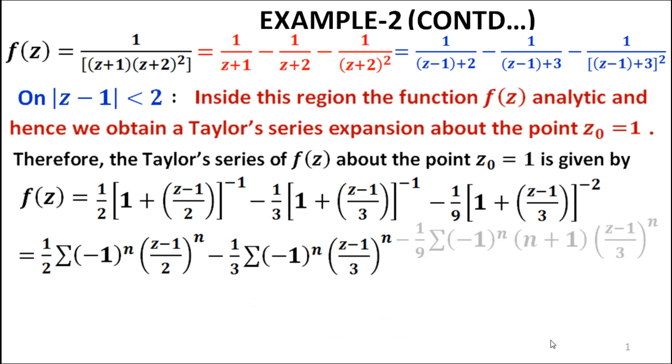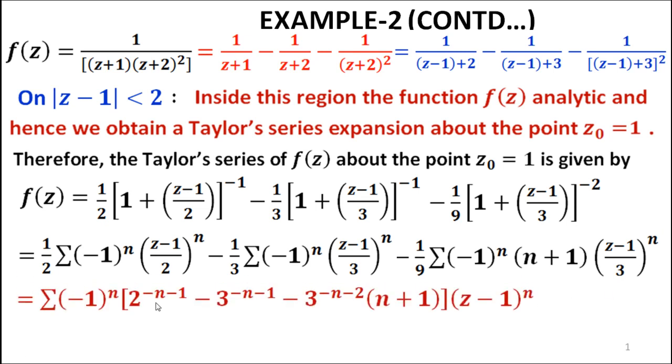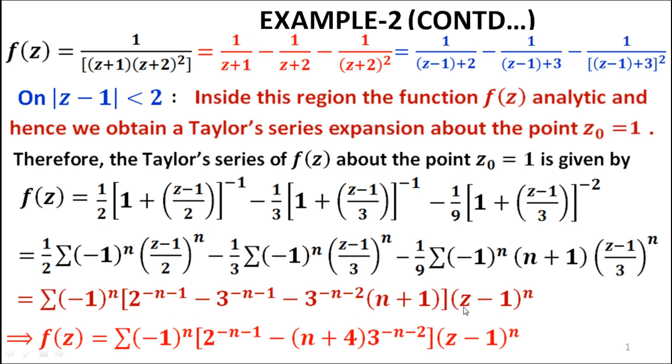So we can write the third term as minus 1 by 9 times summation of minus 1 whole to the power of n times n plus 1 into z minus 1 by 3 whole to the power of n. Therefore, by simplifying the things, you have this step. Dear students, please simplify this and verify yourself. And again simplifying, we have this step.